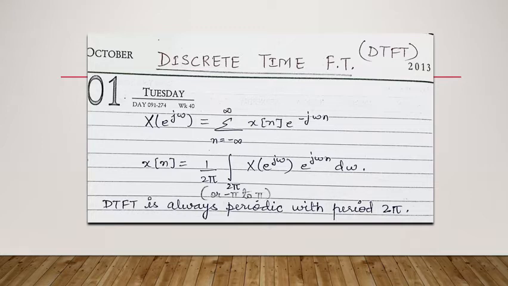So how can we find the time domain signal x of n using the frequency domain signal capital X? 1 upon 2 pi integration. We are saying 2 pi, that means the period we are considering for integration is 2 pi. It can be 0 to 2 pi, it can be minus pi to pi and so on. Then we take capital X e^(j omega) multiplied by e raised to the power j omega n d omega.